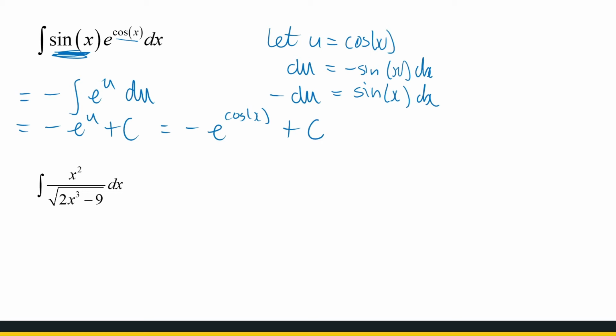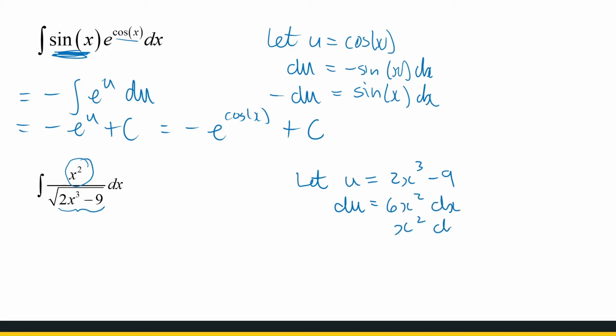And remember, with all of these, you can always differentiate to test your answers. So if we look at this one, where there's an x squared, there's a 2x cubed minus 9. If I look at this function in the denominator under the root, the derivative of 2x cubed is 6x squared. Now I don't have the 6, but I've got the x squared, so that's good enough for me. So there, let u be equal to 2x cubed minus 9. du is then 2 times 3, which is 6x squared dx. Now I only have an x squared dx, but that's fine. That's 1 over 6 du.